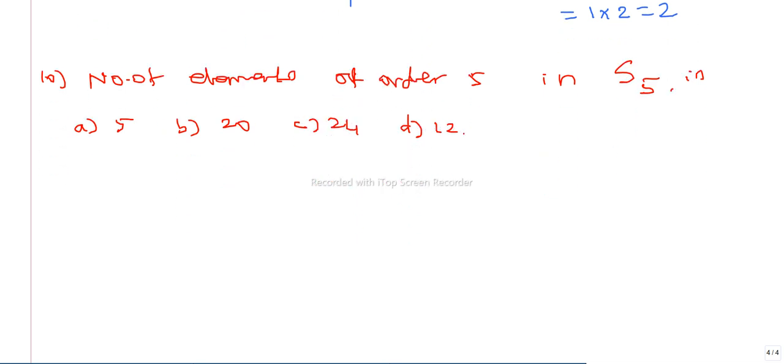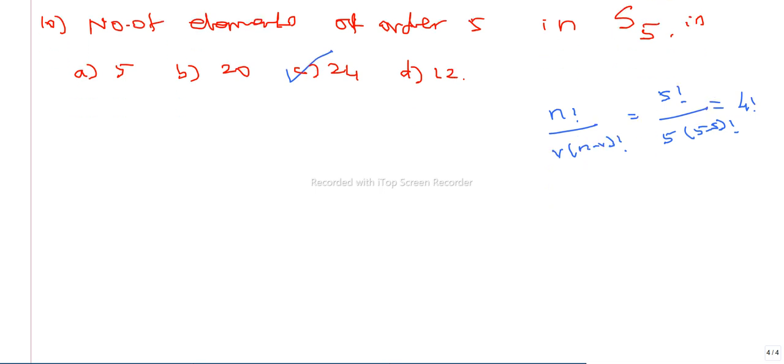What is the formula for general r-cycles? n factorial by r into (n minus r) factorial. This many r-cycles we have. Substitute n equal to 5, therefore 5 factorial by 5 into (5 minus 5) factorial, that is 0 factorial, so we have 4 factorial. 4 factorial is 24, right? We can cancel 5 and we get 24. Because here only 5-cycles, because S5 has only 5 symbols.